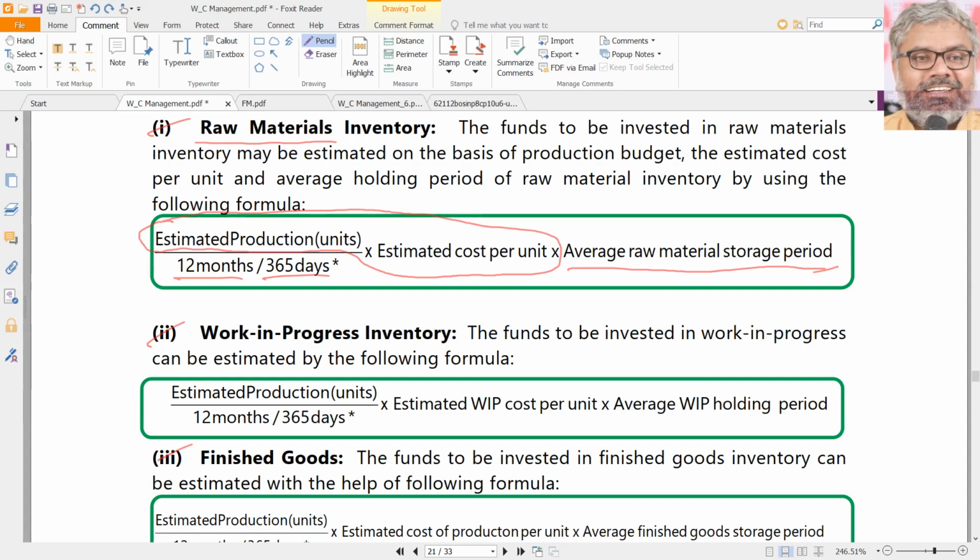Because we want now the raw materials inventory. How much inventory of raw materials will be required? Simply, the raw material consumption that is going to happen in the entire year. How to get that? Production into estimated cost per unit. Multiply with the number of days of raw material storage period divided by 365 days or 360 days or 12 months or 52 weeks. Any of them can be used depending upon the situation.